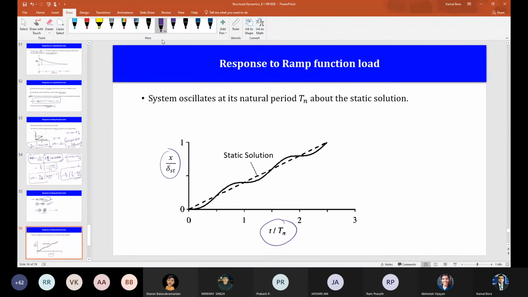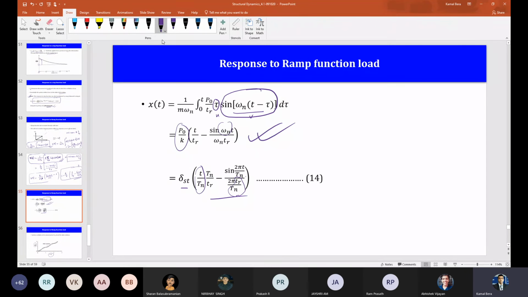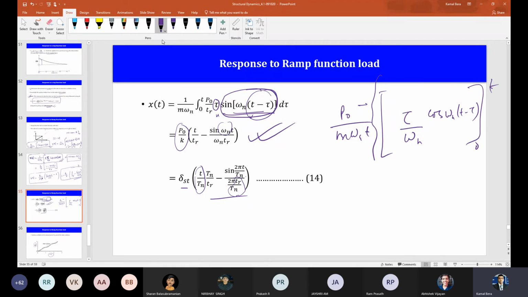Those who are not able to do the integration, please do it, or you can do it in the classical approach also, no problem, but this is very straightforward. In fact, the first part can be easily done. P naught by m omega n tr. Go to the first part of the integration; I keep tau outside. If I integrate, it will be cosine omega n (t minus tau) by omega n. It should have a minus sign, but since t minus tau is there, it works out. So this should be 0 to t. That is the first part.